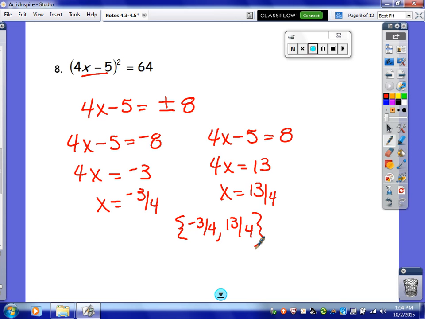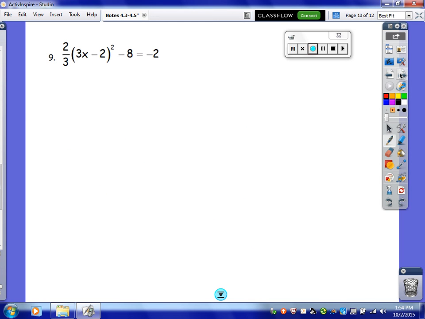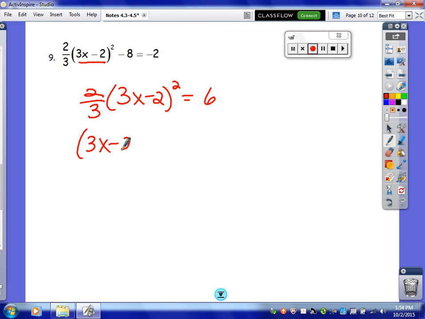All right, let's do one more. All right, so here again, I see that's already been factored for me. So I'm going to isolate that term. So the first thing I'm going to have to do is add 8. Add 8, and I'm going to get 6. All right, then I'm going to have to multiply by 3/2. So 6 times 3/2. So I'm going to get (3x minus 2) squared is equal to 9.